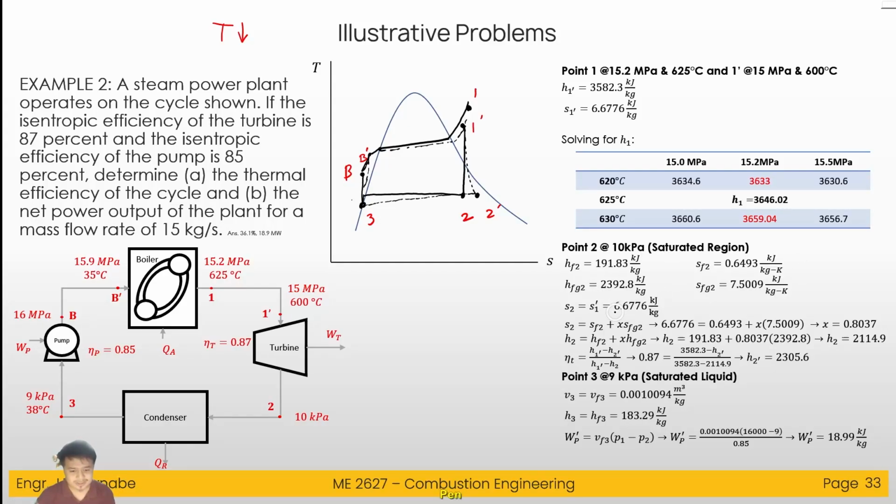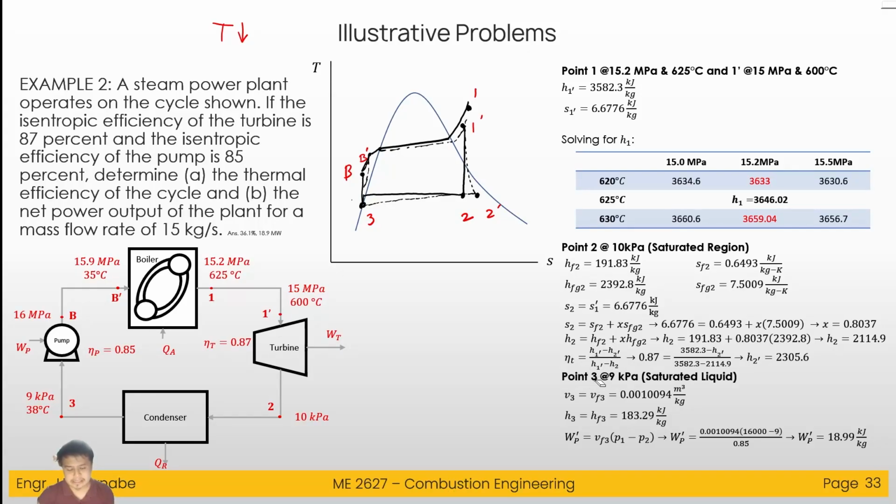Anyways, let's move on. So to find the actual property at H2 prime, we have the efficiency, right? So the efficiency here will be just what is the output versus the input. So the output here is this, right? And this is the input.